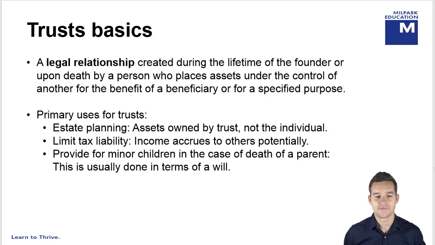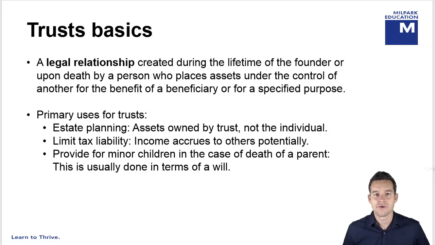So if we look at the definition, a trust is a legal relationship, a contract, created during the lifetime or upon death of the founder of that contract. What happens in a trust is that the founder places assets under the control of someone called a trustee for the benefit of the beneficiaries of the trust, whoever those people may be. It's fairly common for parents to place assets under the control of a trust for the benefit of their families. I'm sure you've all heard of the term trust fund kid.